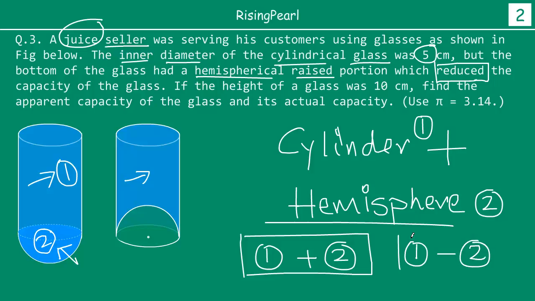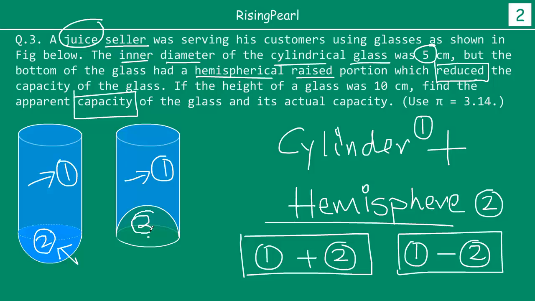And it is because of this reason that I mentioned, when we are dealing with questions on capacity, which is nothing but volume, that almost always we add the parts, but there are questions where we actually subtract the volume. So this is a question where if this is the capacity of the cylinder and this is the capacity of the hemisphere, the final capacity, the amount of juice I can pour, will be 1 minus 2. Right? So let's go ahead and solve this.